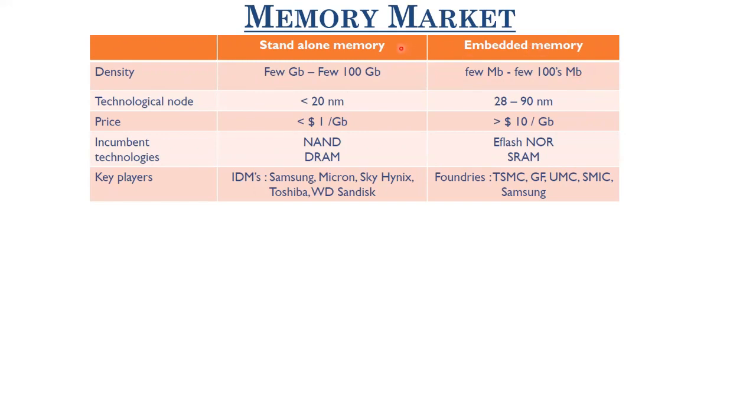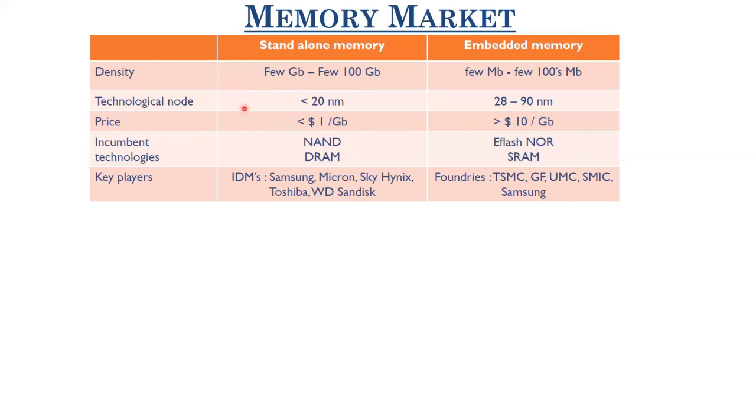Other salient difference between the two is the technology node. So embedded memory typically is a larger technology node. So you will have these eFlash or embedded DRAMs in higher technology nodes, typically going from 28 to 90 nanometer technology node. However, for these standalone memory devices, for instance your DRAM and NAND, the technology node has already scaled below 20 nanometers.